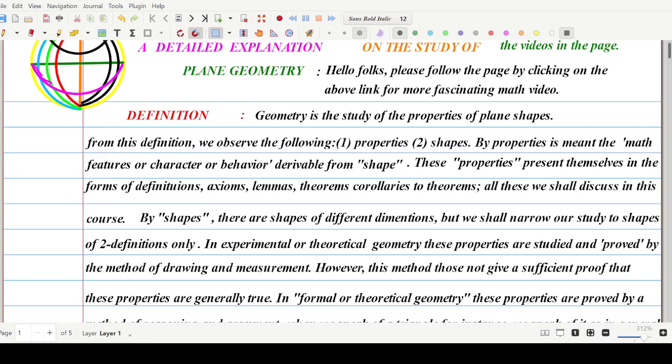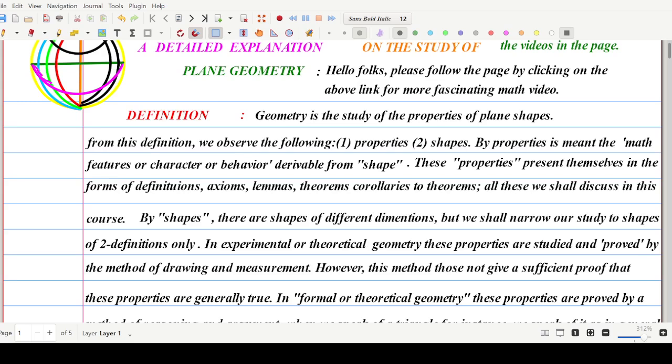So when we say geometry is the study of the properties of shapes, the shapes here can be plane shapes. Then we also have the solid shapes, such as the cuboid, the pyramid, the cylinder, and so on. All these are solid shapes, or they are otherwise called three-dimensional shapes. But in this course, we shall restrict our study to plane geometry. We shall not be going into the study of 3D geometry. All right, so we shall restrict our study to plane geometry.